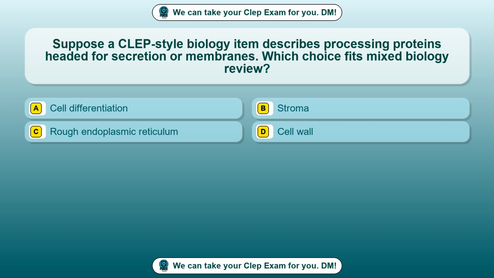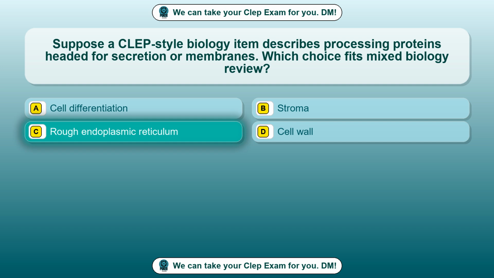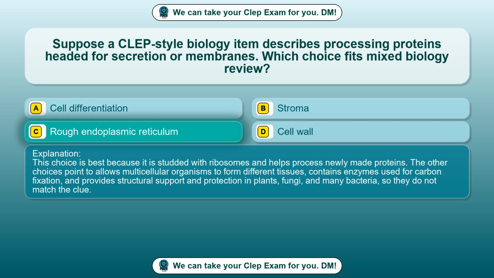Question 63. Suppose a CLEP-style biology item describes processing proteins headed for secretion or membranes. Which choice fits mixed biology review? Option A, cell differentiation. Option B, stroma. Option C, rough endoplasmic reticulum. Option D, cell wall. The correct answer is option C, rough endoplasmic reticulum. This choice is best because it is studded with ribosomes and helps process newly made proteins. The other choices point to allows multicellular organisms to form different tissues, contains enzymes used for carbon fixation, and provides structural support and protection in plants, fungi, and many bacteria, so they do not match the clue.